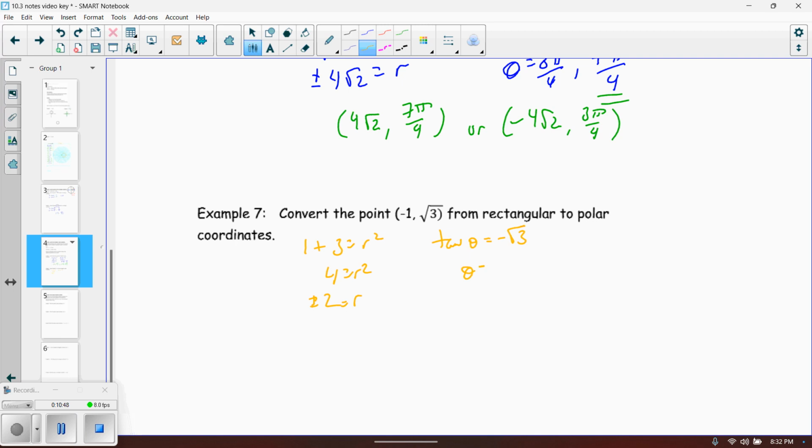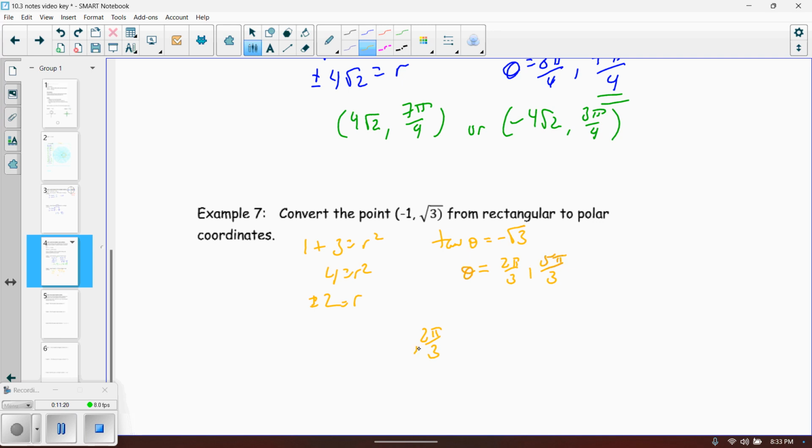So then again, using our unit circle, there are going to be 2 places where this is going to occur. One of them is at 2 pi over 3. The other one, because again, 4th quadrant for negative, is going to be 5 pi over 3. Now we just have to figure out which place this should be. Well, the original coordinate is a -x and a positive y, which puts us into the 2nd quadrant.